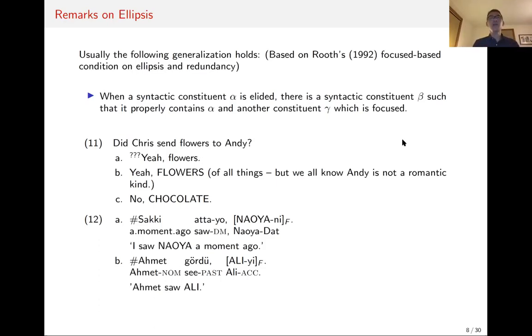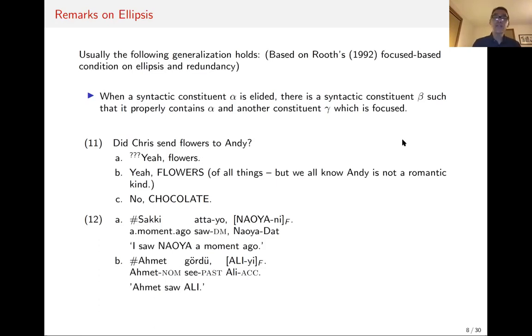That is a generalization. Why does the generalization hold? That's because of Ruth's focus condition on ellipsis and redundancy. For instance, if the question is, did Chris send flowers to Andy? It's odd to say, yes, flowers. It's not the case that you cannot say flowers, as long as you focus and the focus is somehow justified. Yeah, flowers of all things, but we all know that Andy is not the romantic type. So it's like, yeah, flowers, can you believe it? That type of accent is okay.